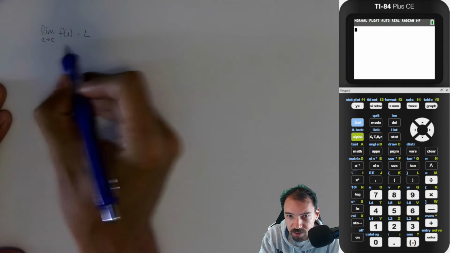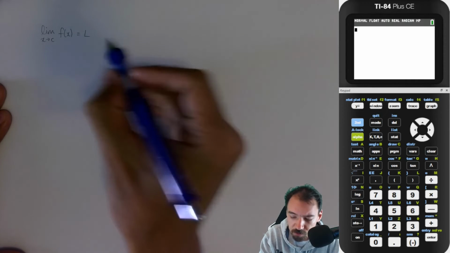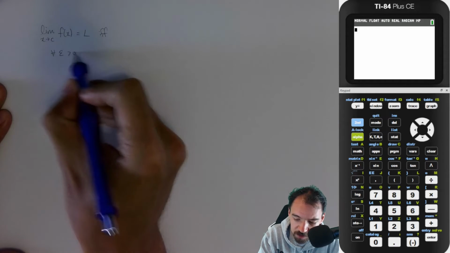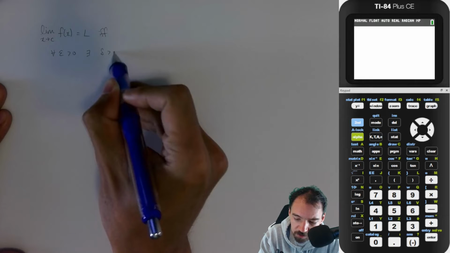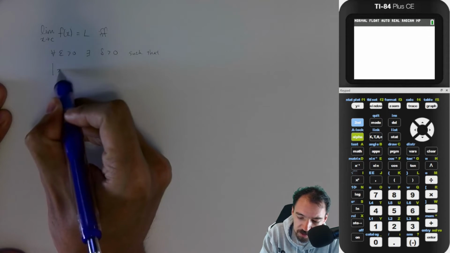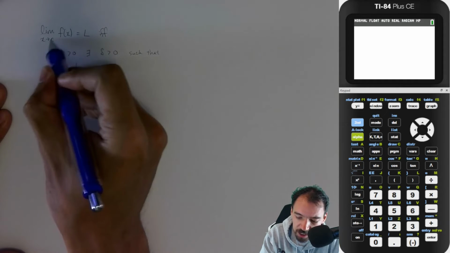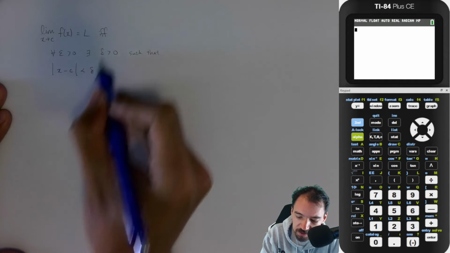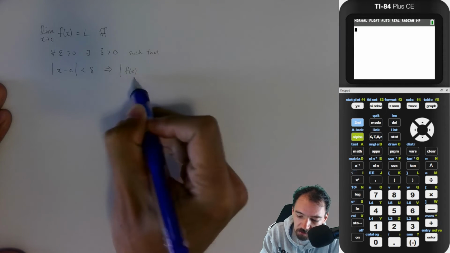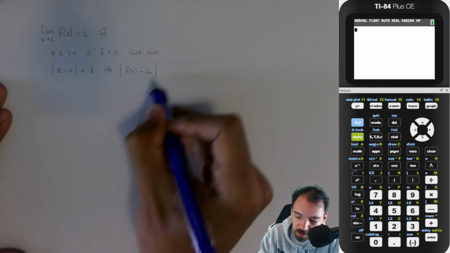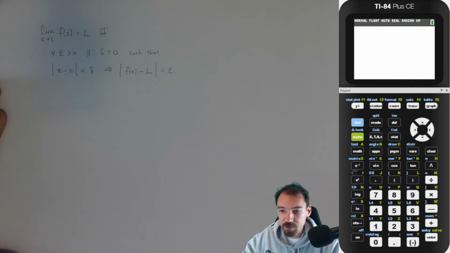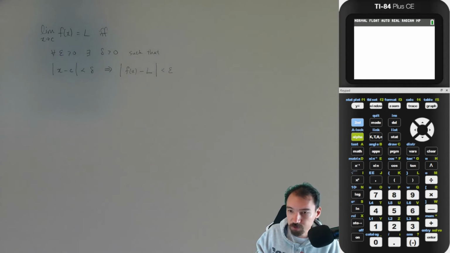The limit of f of x as x approaches c is equal to the number L if and only if, for all values of epsilon greater than 0, there exists a delta greater than 0 such that, so long as the difference between x and the number x is approaching is less than this number delta, then the difference between the y values of f of x and this number L that we claim is the limit is less than epsilon. And this is the formal definition, right?